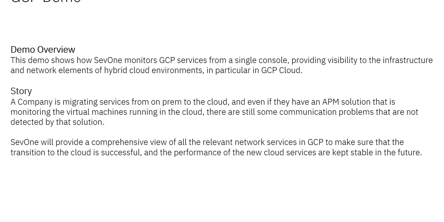The story behind this demo is that there is a company that is migrating services from on-prem to the cloud, and they already have an APM solution, an application performance monitoring solution, that is monitoring the virtual machines running in the cloud. There are still some communication issues that are not detected by that APM solution. With SafeOne, we will provide a comprehensive view of all the relevant network services in GCP to make sure that the transition to the cloud is successful, and the performance of the critical services is kept stable in the future.